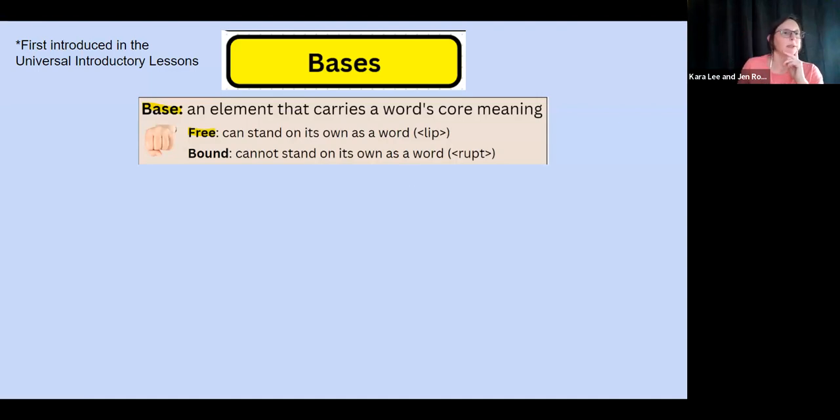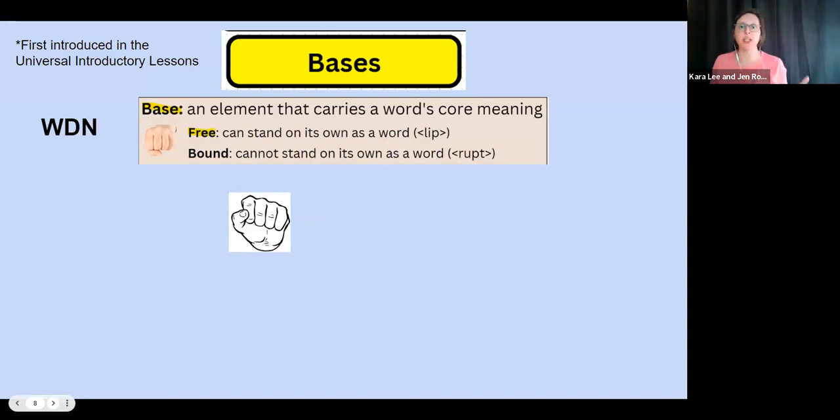Okay, it's a nice way to do that, carrying a word's core meaning. You can know now that bases are free or bound, but for our kids right now, we're just going to talk about free bases. That's when a word can stand on its own in present day English all by itself. It doesn't need anything else in order to be a present day English word.